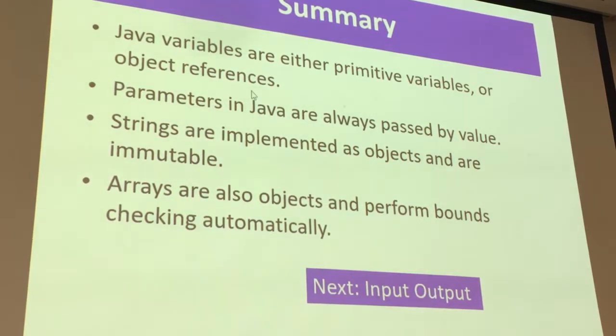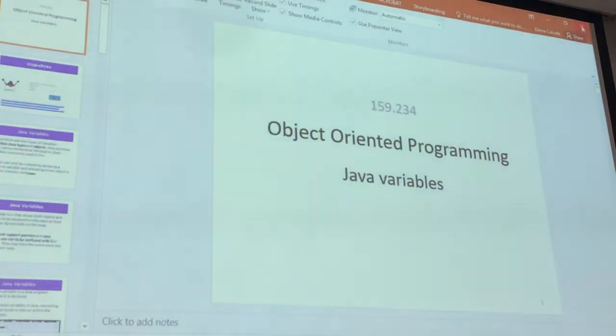So we talked about variables, and we have seen that there are 2 big types, primitive and references. Parameters in Java are always passed by value, as I mentioned, but the behavior depends on the type of the parameters, primitive or references. Strings and arrays are objects, and they work in specific ways.